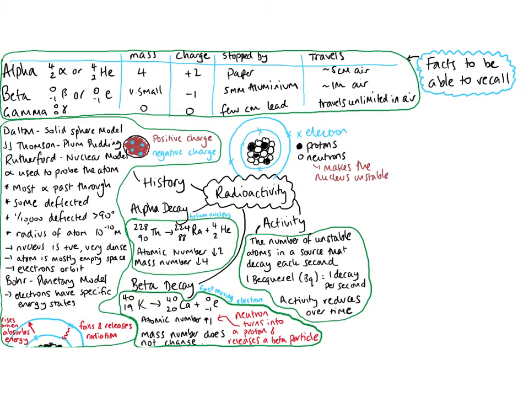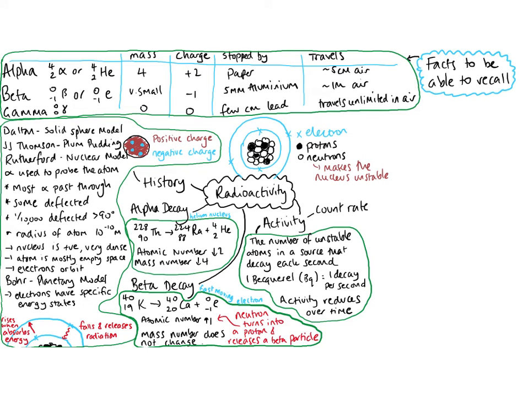But the thing to remember is the activity reduces over time. A radioactive rock, as it releases more and more energy, will then become less unstable. So as a consequence, over time, it will release less radiation per second, so we'd say the activity over time reduces.